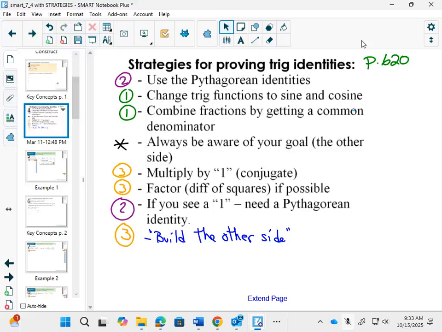So before I get started, I look at both sides and see, is there any hints this is telling me? Sometimes it won't. Then you'll be like, well, I'm going to go to strategy number one then. I'm going to change everything to sine and cosine and get a single fraction. So being always aware of your goal, what does the other side have? It can often give you a hint.